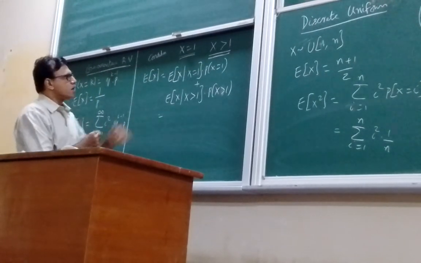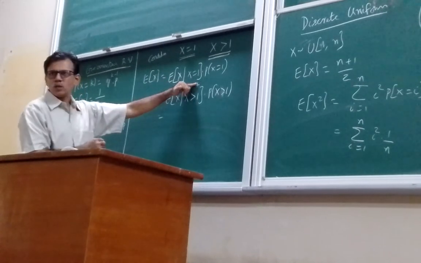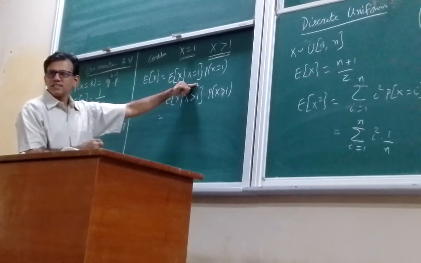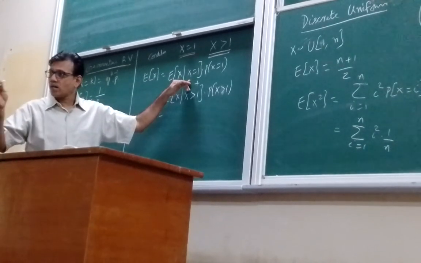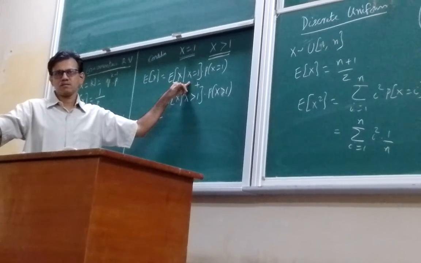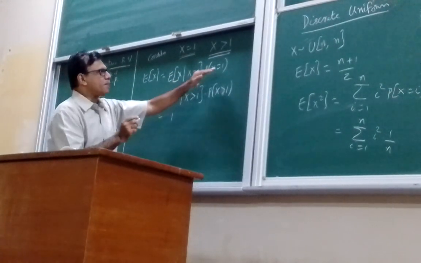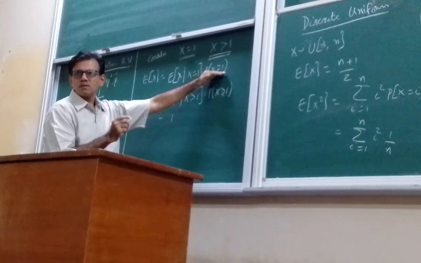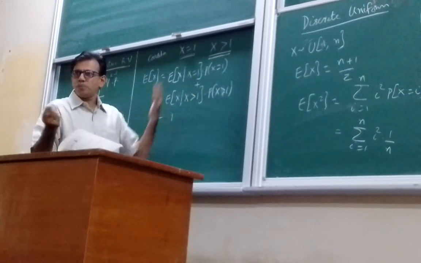Now what is this quantity? Expectation of x given x equal to 1. That is, the success has occurred in the first trial. Given that, what is the expected number of trials you have to conduct to get the success? It is just 1. And the probability that x equal to 1, to get the success for the first time, is p.